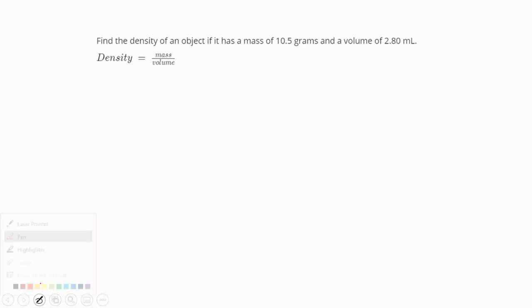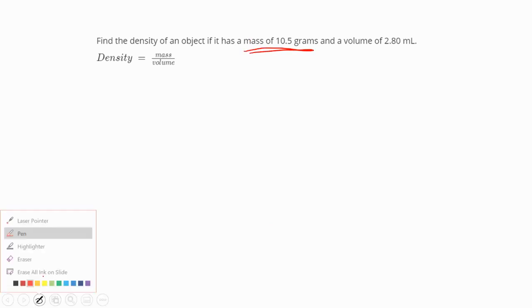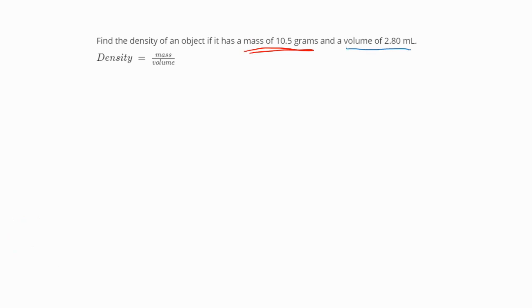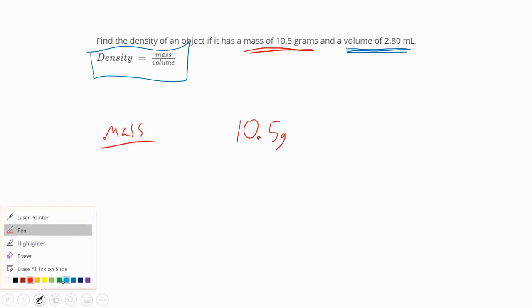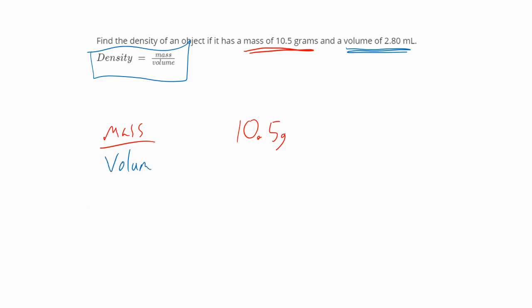We're going to give you numbers that mean things. So here we're telling you the mass equals 10.5 grams. We're telling you the volume equals 2.80 milliliters. And if we define our density as mass over volume, we're hoping that you'll realize I can take my mass of 10.5 grams, right? So if it's mass over volume, then you can take what is the mass and divide it by what is the volume and get the answer. So 10.5 divided by 2.8 equals 3.75.